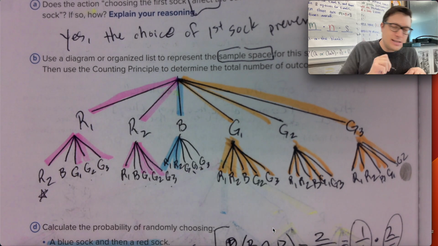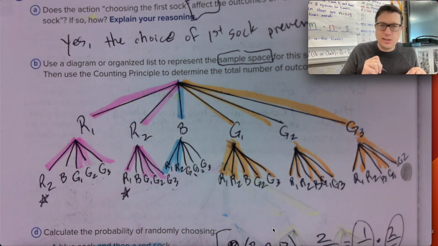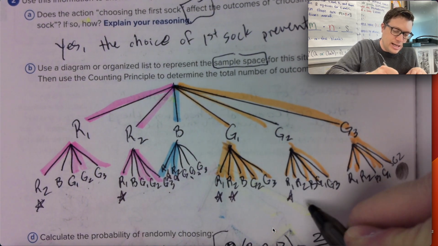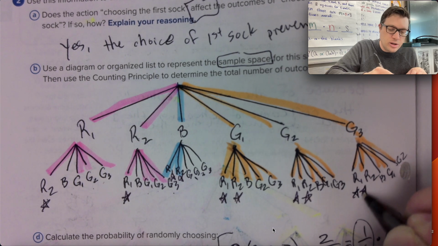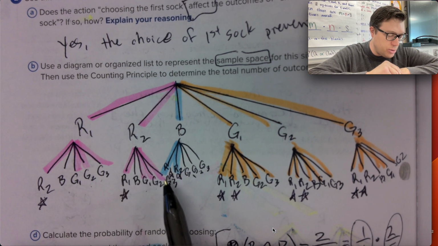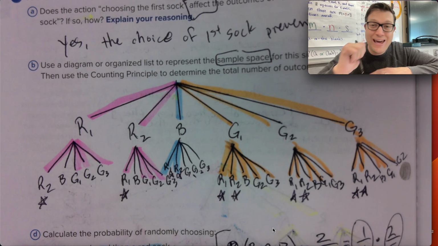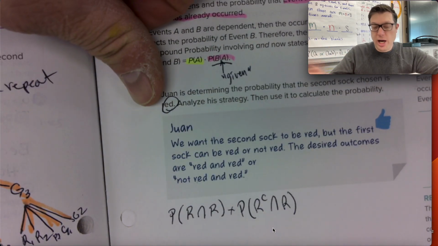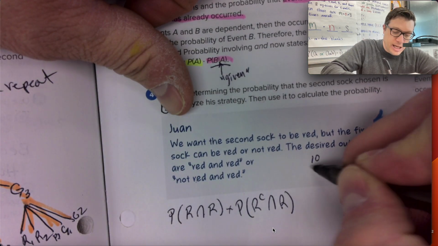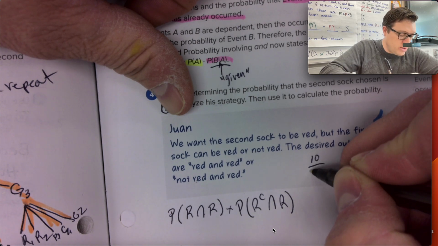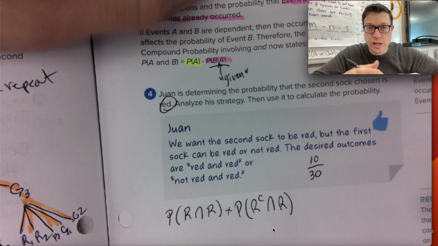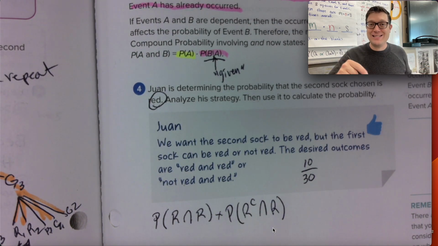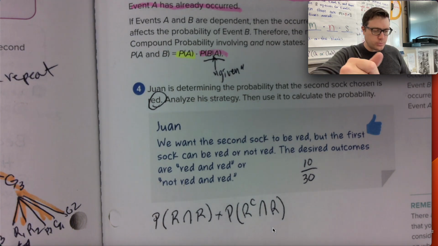Little star, that's a second sock red. That's a second sock red, and so on, and there are the last two. So that means there's 1, 2, 3, 4, 5, 6, 7, 8, 9, 10 outcomes where the second sock is red, but the first sock could be red or not. So I'm going to write up here in the box 10 out of 30. Remember, it's 30 because you can go back and look at the video from page 798. There are 30 outcomes when you're not replacing the sock that is drawn out of the drawer.